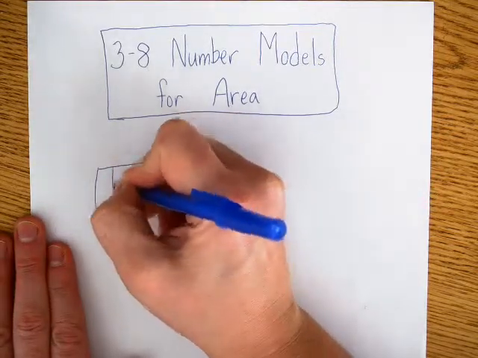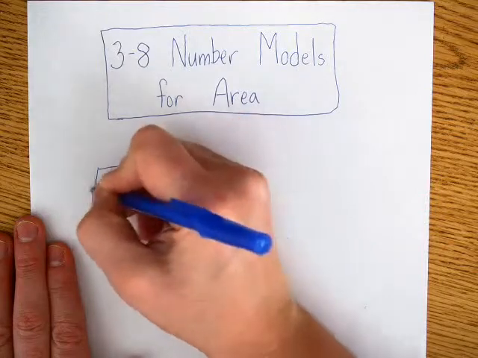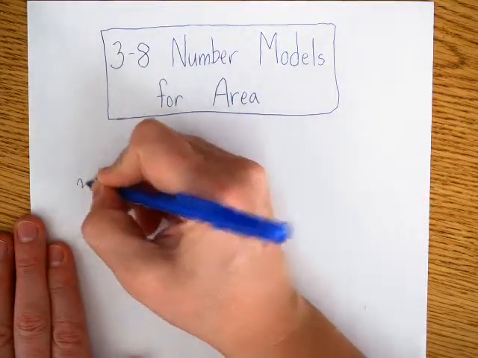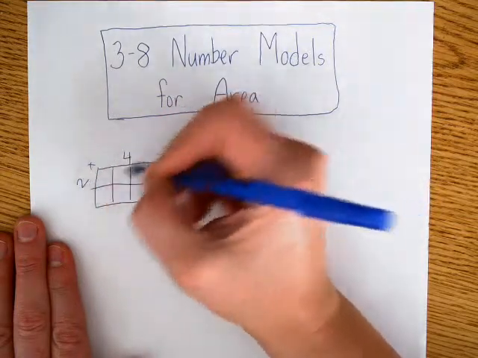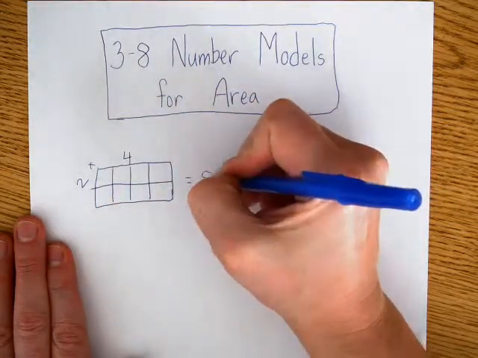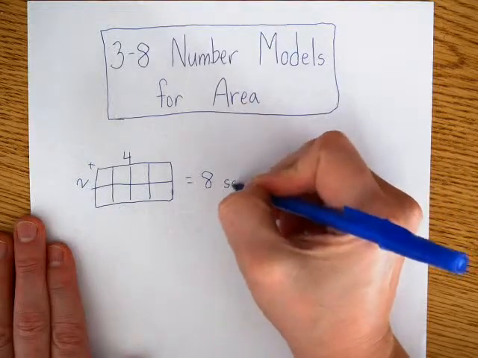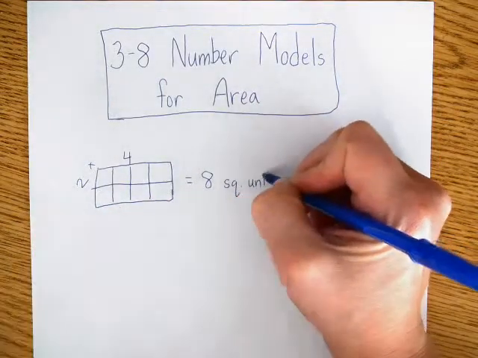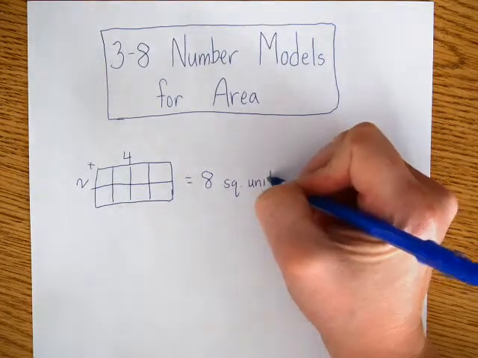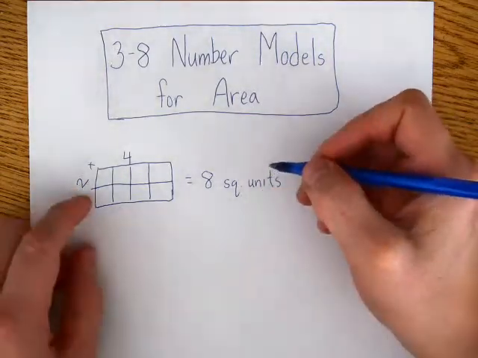So if we have a rectangle that's, let's say, 2 by 4, we want kids to say, well, 2 times 4 equals 8. 8 what? 8 square inches, centimeters, whatever it is. 8 square units. Alright, so 8 square units.